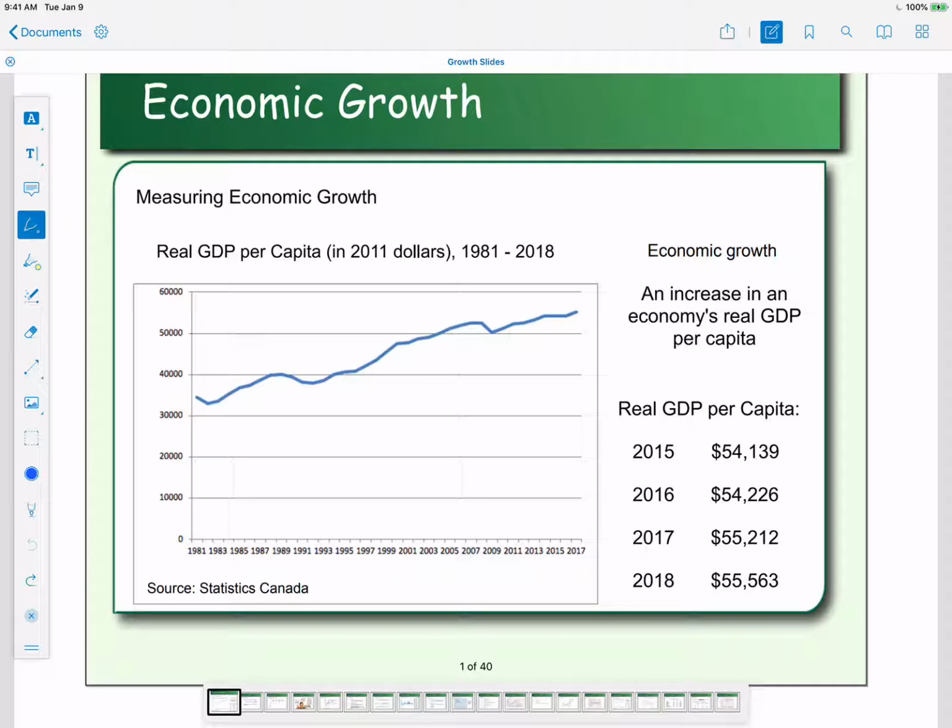I want to look at it in terms of real terms. So real as in we take out inflation. So we're going to be looking at in the next couple of videos, what is inflation? How do we measure it? How do we take it out?